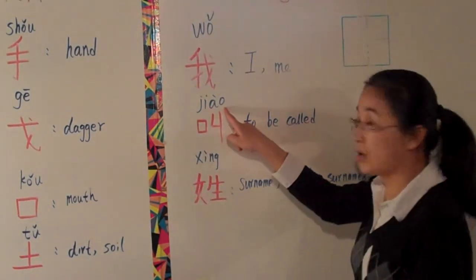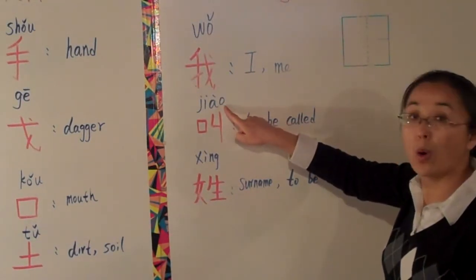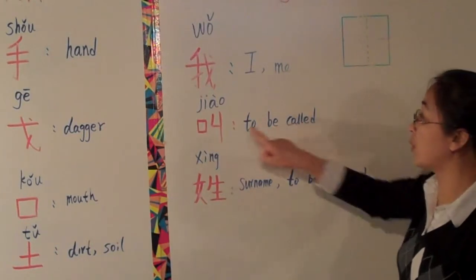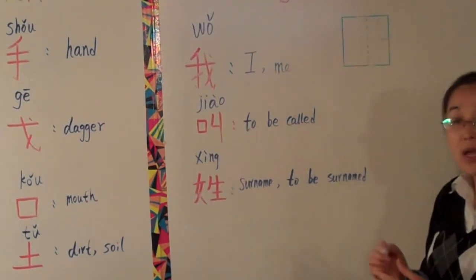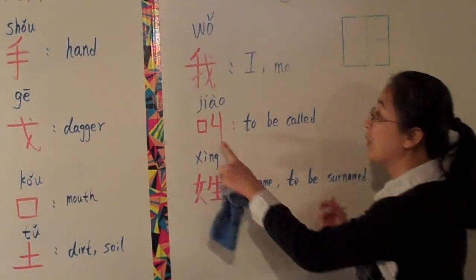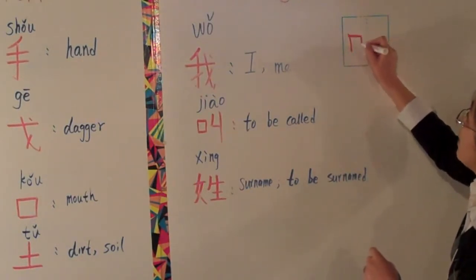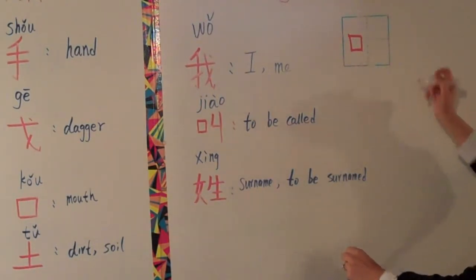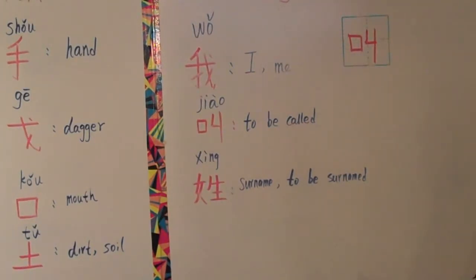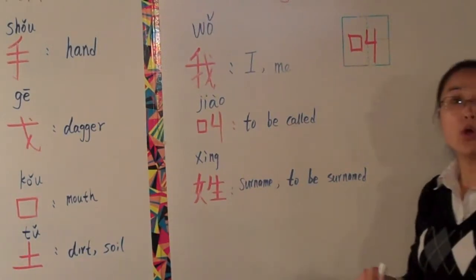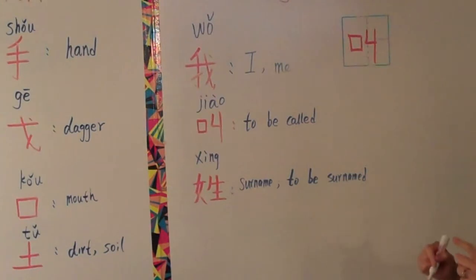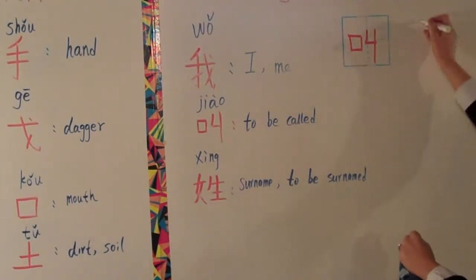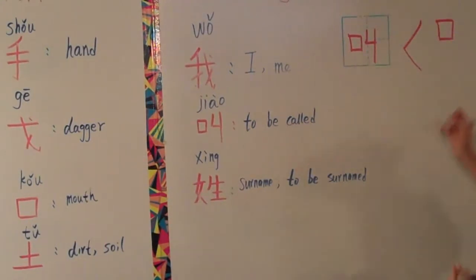The second character, 叫, to be called. If you want to call somebody, you need the mouth. Let's try to write this one. You need the mouth. You need to call. Hi! Your mouth. And the right part looks like number four. You call four times. 叫, to be called. It's made up of a mouth, because you need your mouth, and number four, you call four times. Got it? Good job.